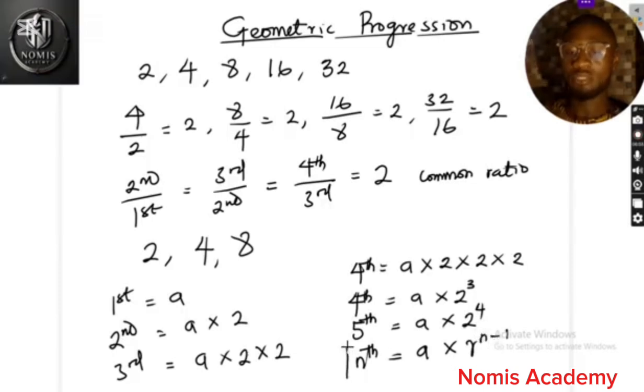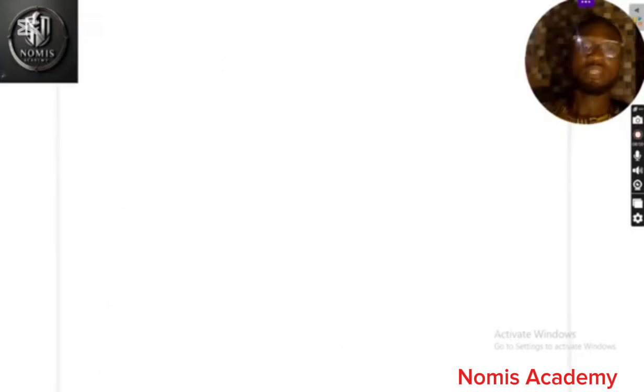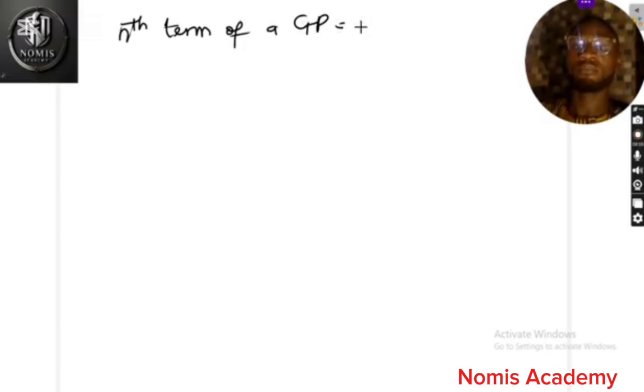So from there we derive a formula to calculate the nth term of a geometric progression. So let's get that formula installed. The nth term of a GP is equal to A, the first term, multiplied by R, the common ratio, raised to n minus 1, and that is the formula to calculate the nth term of any geometric progression.